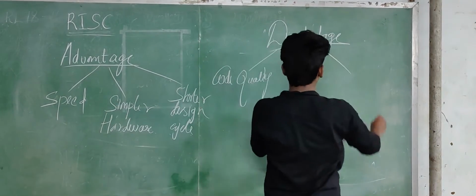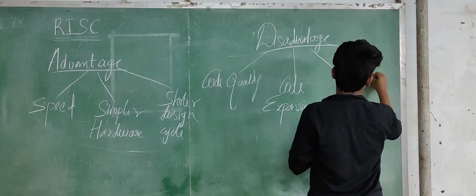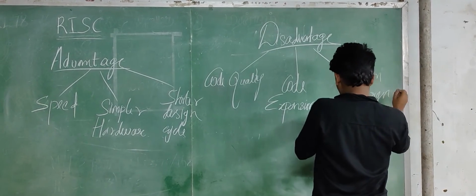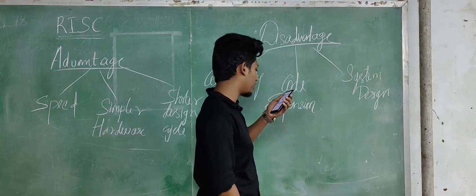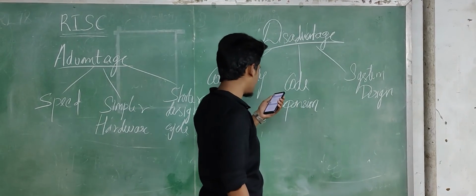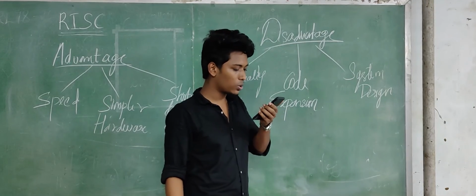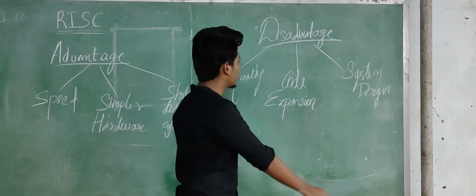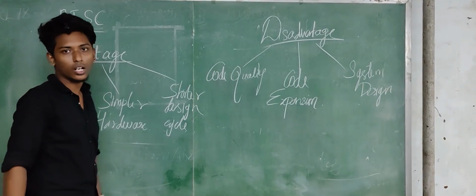The next disadvantage is system design. Another problem with RISC machines is that they require very fast memory systems to feed the instructions. RISC based systems typically contain large memory caches, usually on the chip itself. This is known as the first level cache. These are the disadvantages and advantages, and that's all about the RISC microprocessor.